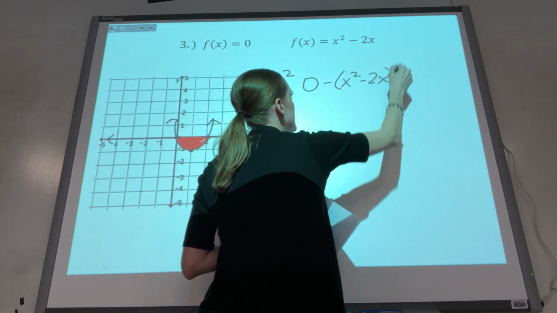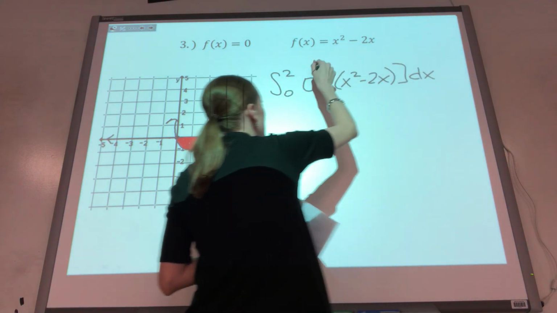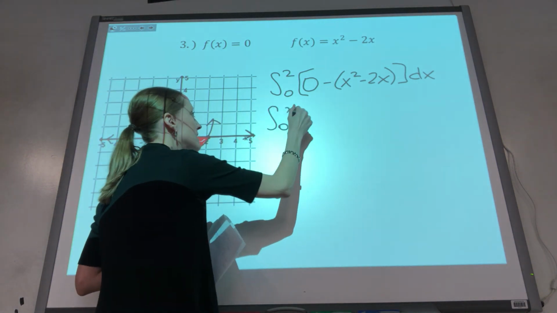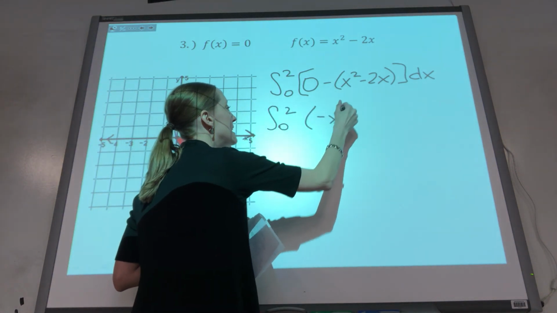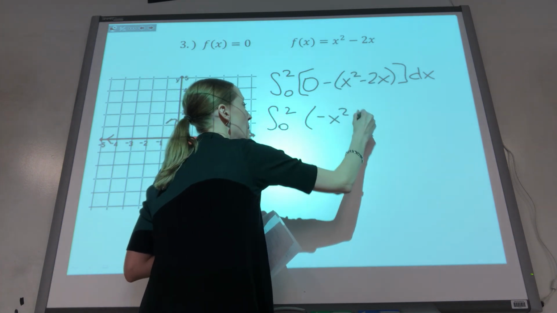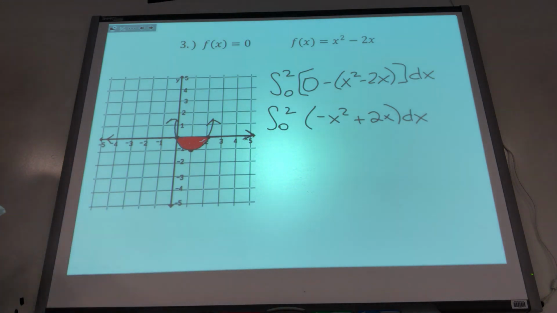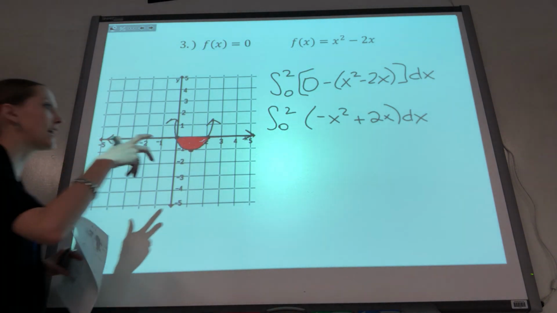which is x squared minus 2x. But here again, the minus has to go to everything in those parentheses. So this is actually negative x squared plus 2x. That's what I'm going to be integrating.